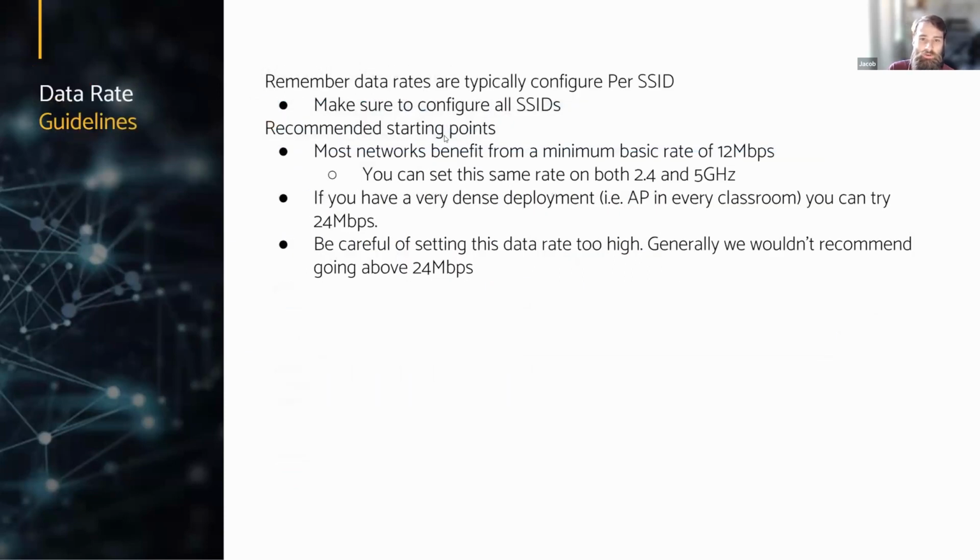Just some quick guidelines, right? It's configured per SSID, the data rate typically. So if you make the change on one SSID, you need to go through and make a change in all the other SSIDs that you want to configure that for.